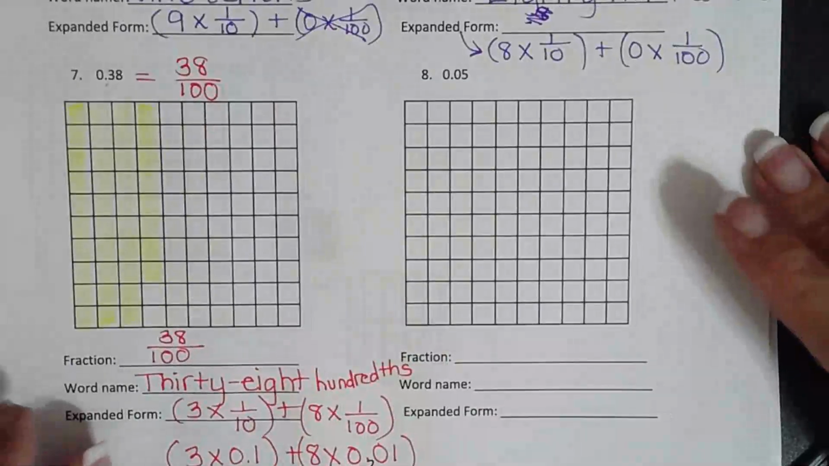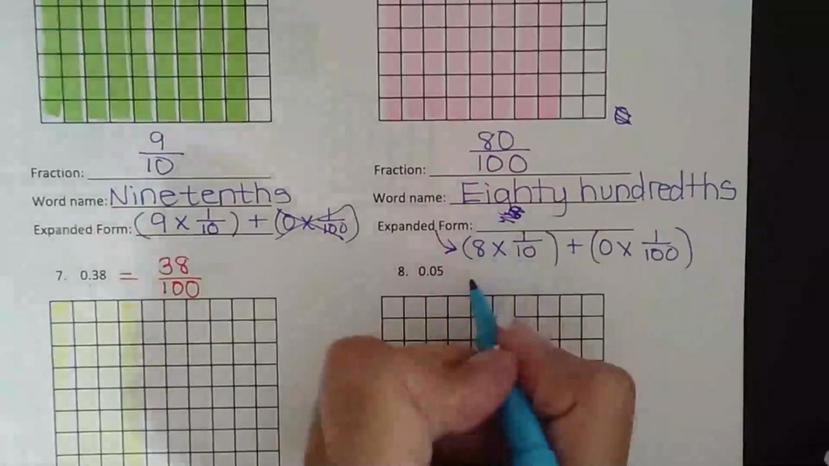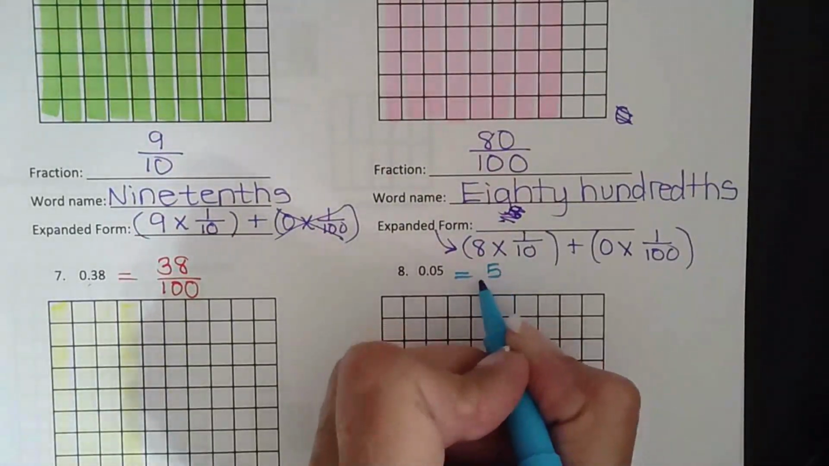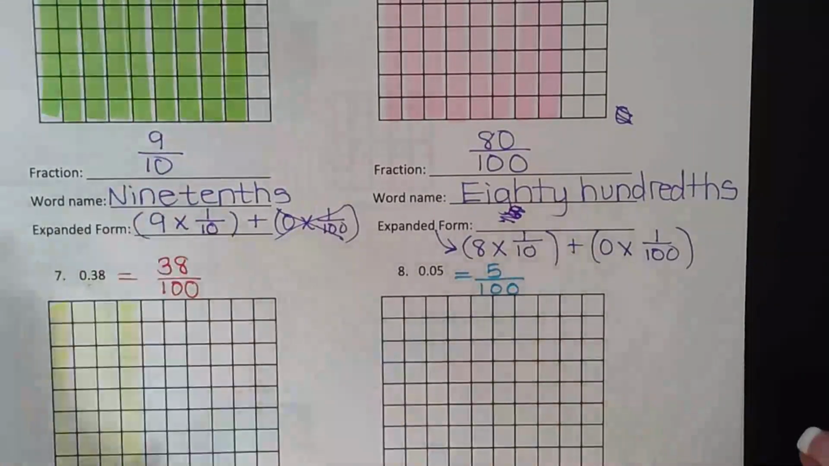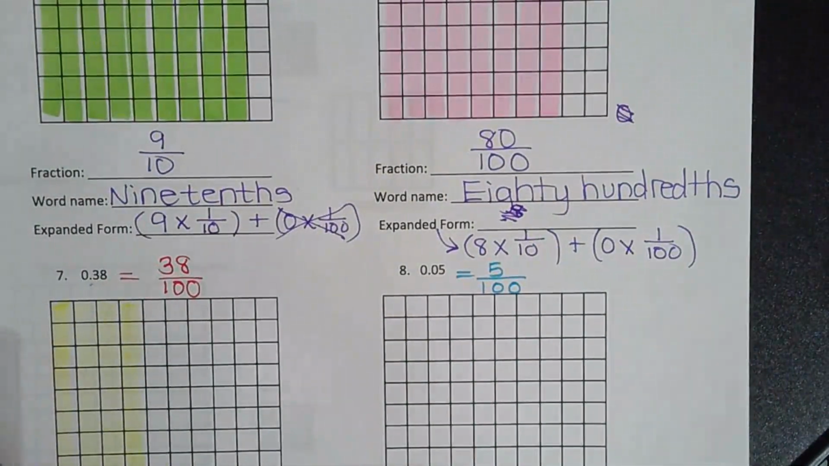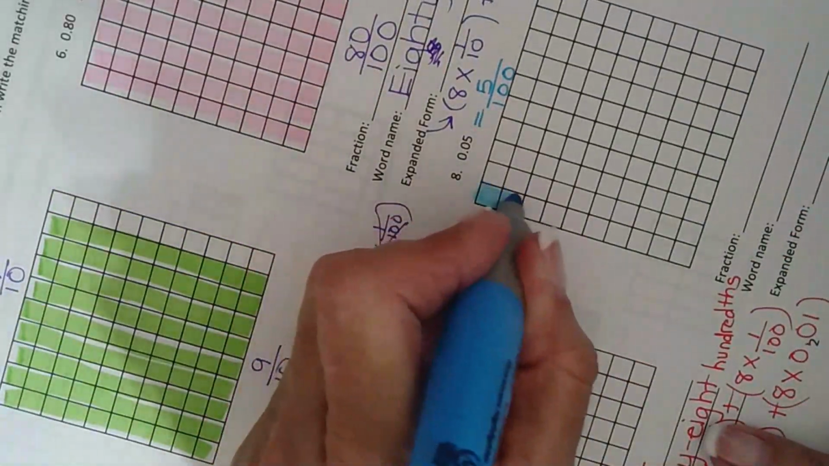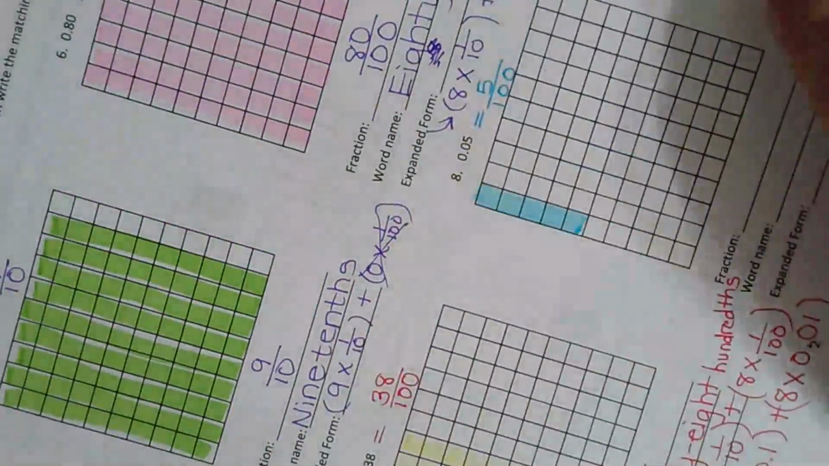And last but not least on this page, we have 0.5. So let's turn that to a fraction first. So that would be 5, and there's 2 decimal places, so that would be over 100. So that means we're only shading 5 out of 100 squares. So that would look like this. 1, 2, 3, 4, 5. Half of a strip.